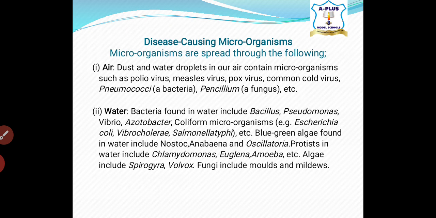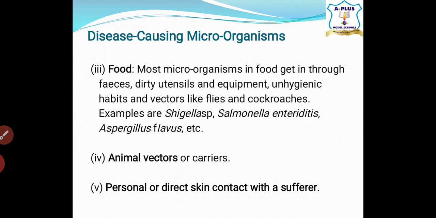Another one is protists in water, like Chlamydomonas, Euglena, and Amoeba. All these microorganisms I'm mentioning are found in water. Algae include Spirogyra and Volvox. Fungi include molds and mildews. All these are found in water.